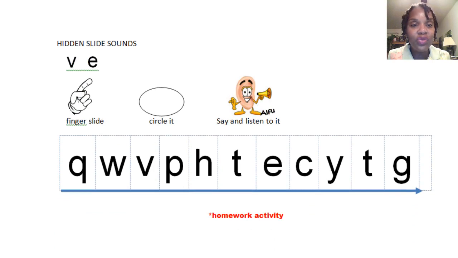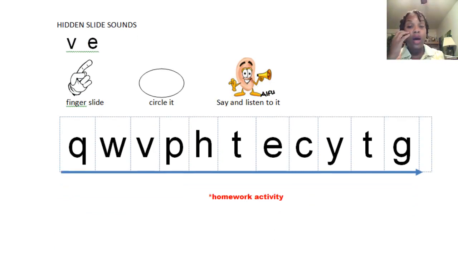All right. So moving right along, this is also a homework activity. So you know this, right? Who's this guy right here? Alpha. That's right. This is Alpha Ear, right? So we're going to help Alpha find the hidden V or E sounds, all right?